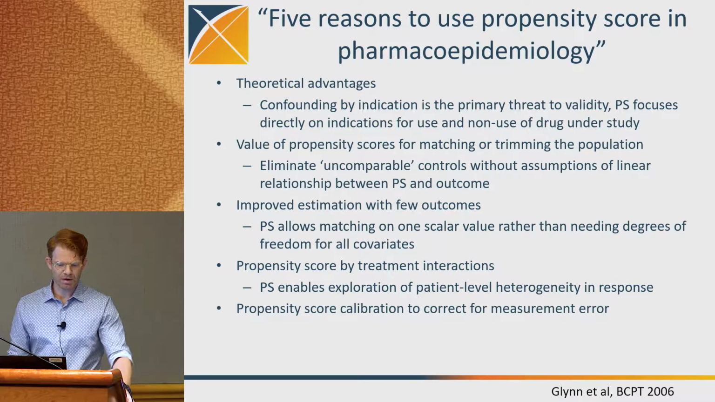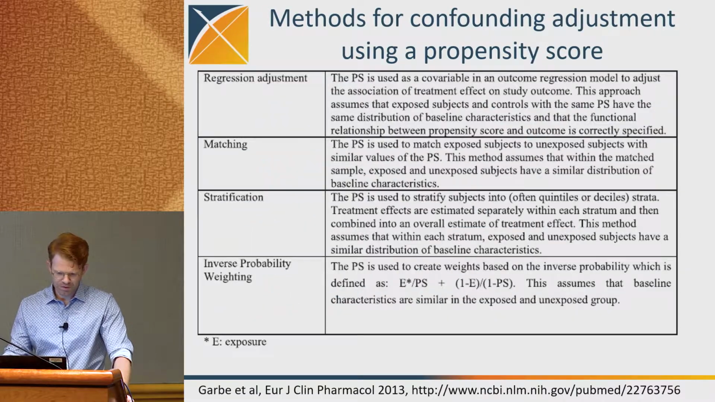There are also propensity score by treatment interactions. It allows the exploration of patient-level heterogeneity in response, and propensity score calibration to correct for measurement error. Again, it's a good paper worth looking at.